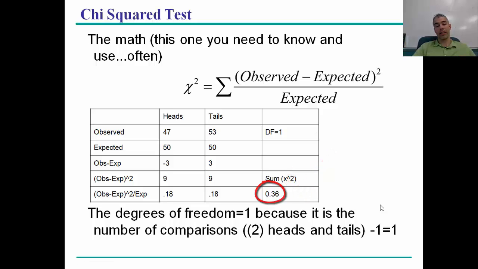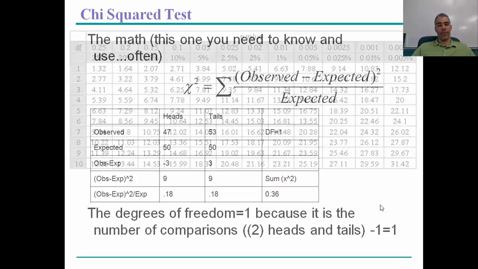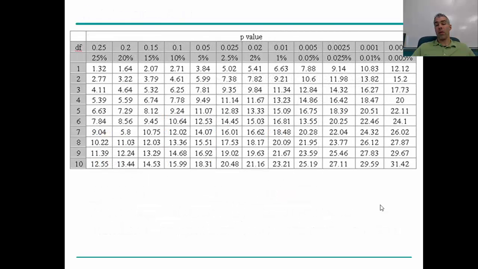In this case, your degrees of freedom equals the number of comparisons you're making minus 1, not 2, like in the t-test. So you're making 2 comparisons, heads or tails. You subtract 1, and you get 1 degree of freedom. And you use this chart. So if you remember, the value is 0.36 at a degrees of freedom of 1.